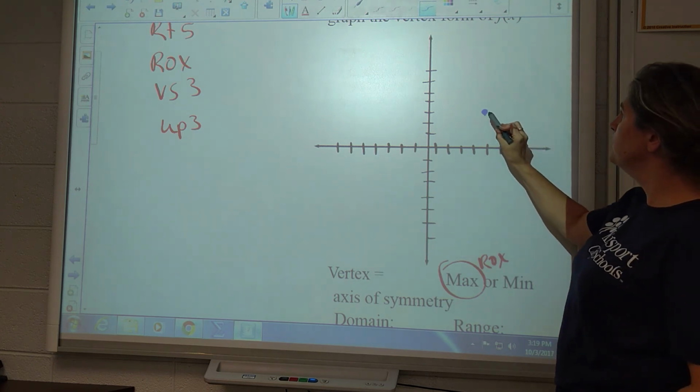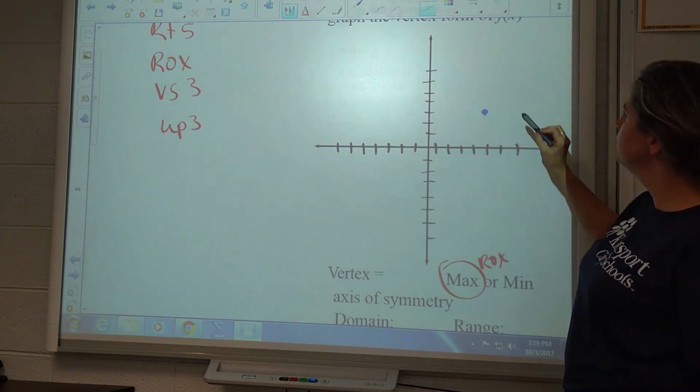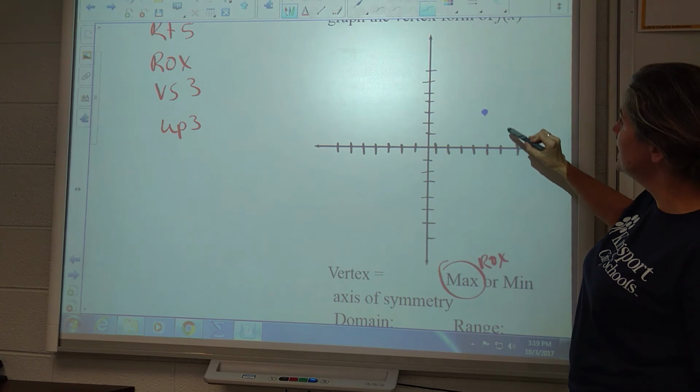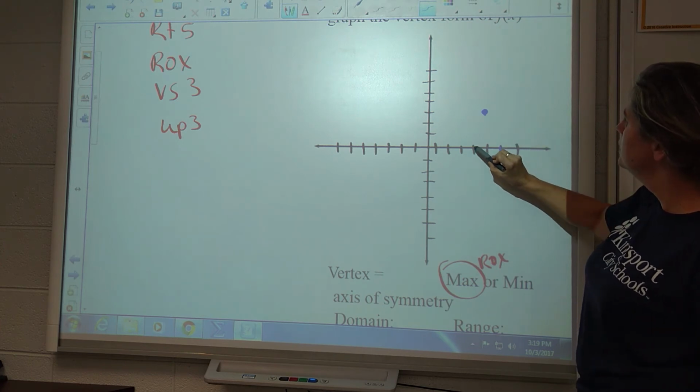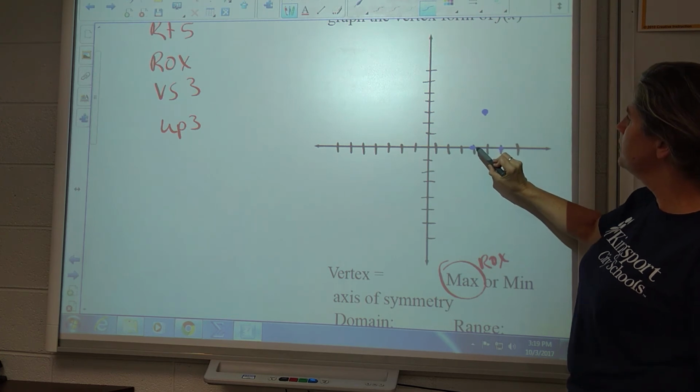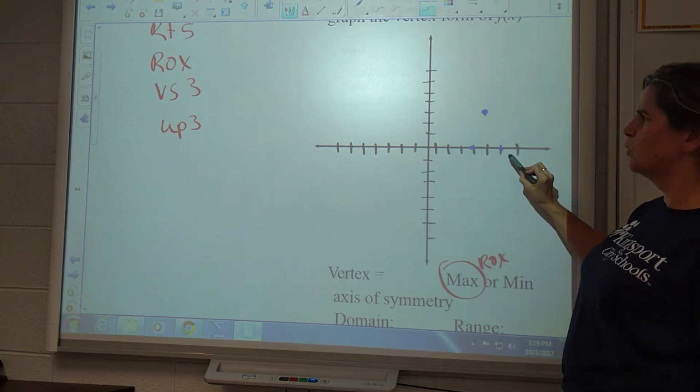Parent function normally would go to the right one and up 1. Mine is going to go down, since it reflects, and not 1, but 3. So on both the left side of my vertex and the right side of my vertex, I will come down 3.